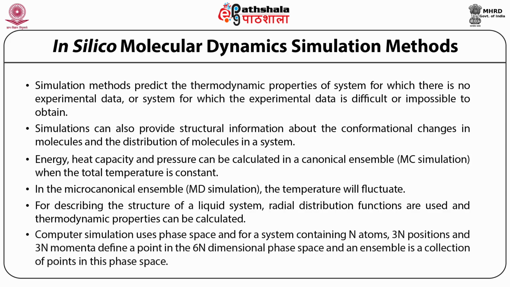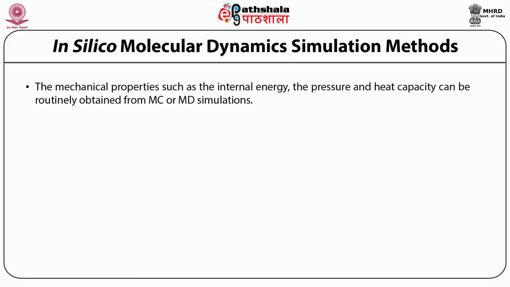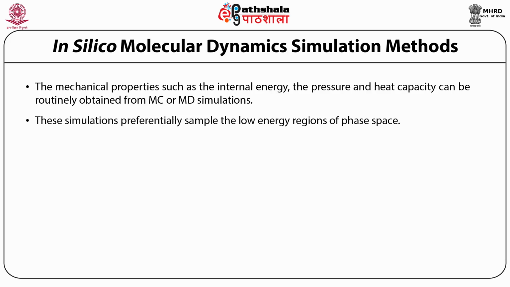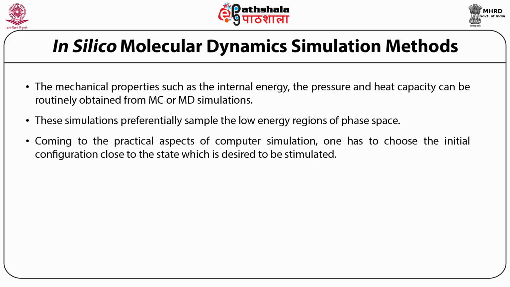Computer simulation uses phase space, and for a system containing n atoms, 3n positions and 3n momenta define a point in the 6n dimensional phase space, and an ensemble is a collection of points in this phase space. The mechanical properties such as the internal energy, the pressure, and heat capacity can be routinely obtained from MC or MD simulations. These simulations preferentially sample the low energy regions of phase space. Coming to the practical aspects of computer simulation, one has to choose the initial configuration close to the state which is desired to be simulated.